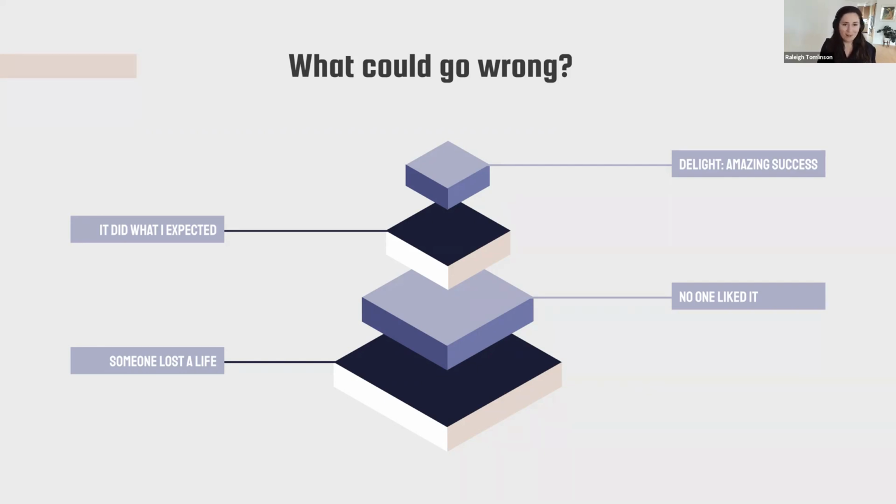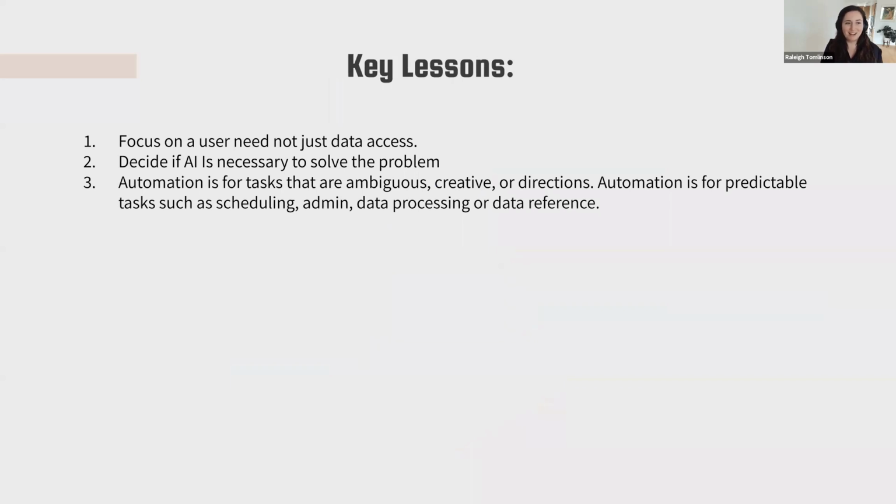That's bad. So the key lessons that I want to impart on you today are: focus on a user need, not just the data that you already have access to. And you really need to decide if AI is necessary to solve the problem. Because at the end of the day, we're building human products for humans. And sometimes AI is the right solution, and sometimes it might not be.